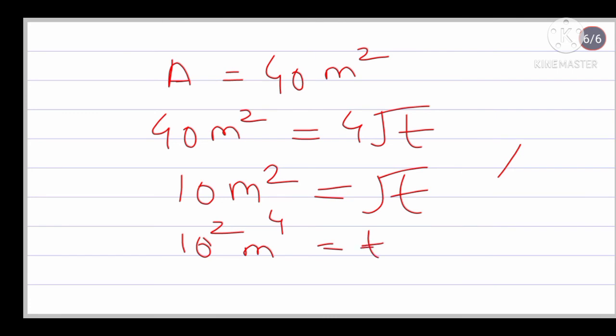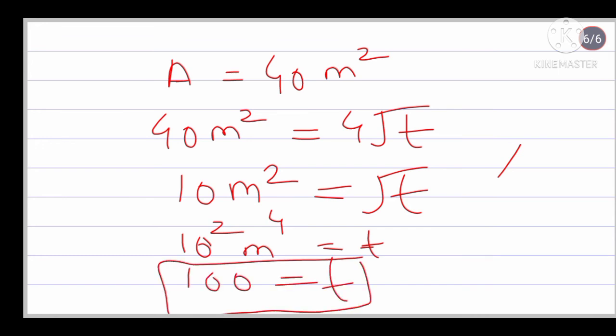Now we want to find the time, so for time we don't want this unit. So it becomes 100 equals t. So what is the time required? Time is nothing but 100 minutes. So the option given as C is the answer. Option C is the answer. Either way, you can simply keep in your mind 100 minutes.